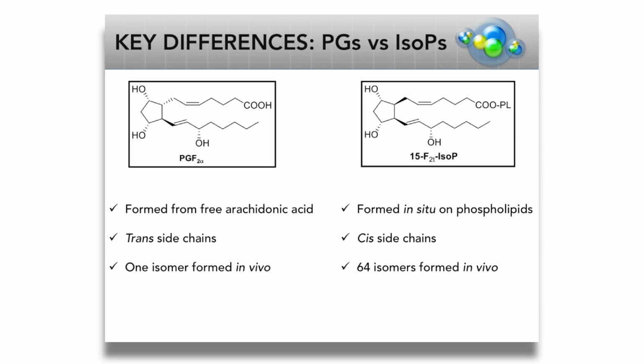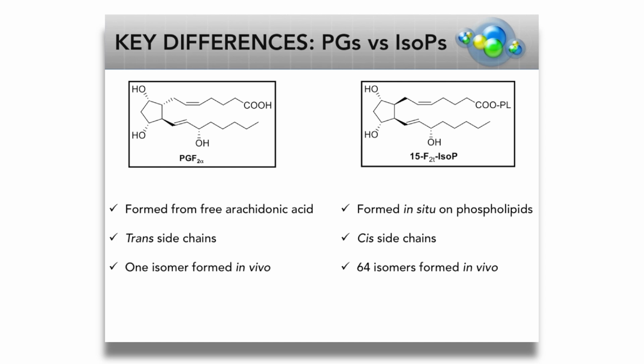There are key differences between prostaglandin F2 alpha and F2 isoprostanes. Prostaglandin F2 alpha is formed from free arachidonic acid that has been released from phospholipid membranes. F2 isoprostanes can be generated in situ on phospholipids, so arachidonic acid can be oxidized free or when it's esterified. PGF2 alpha has side chains that are trans to one another, whereas F2 isoprostanes have cis formation side chains. Furthermore, it's important to point out for PGF2 alpha there is only one isomer formed, whereas with the isoprostanes there are 64 different isomers.